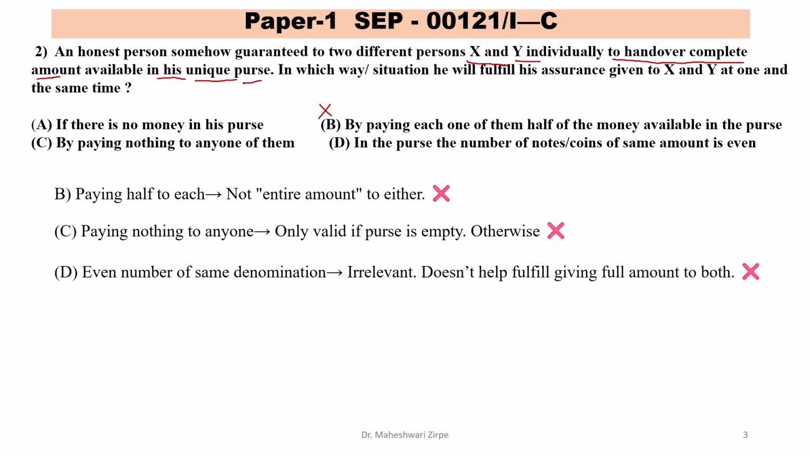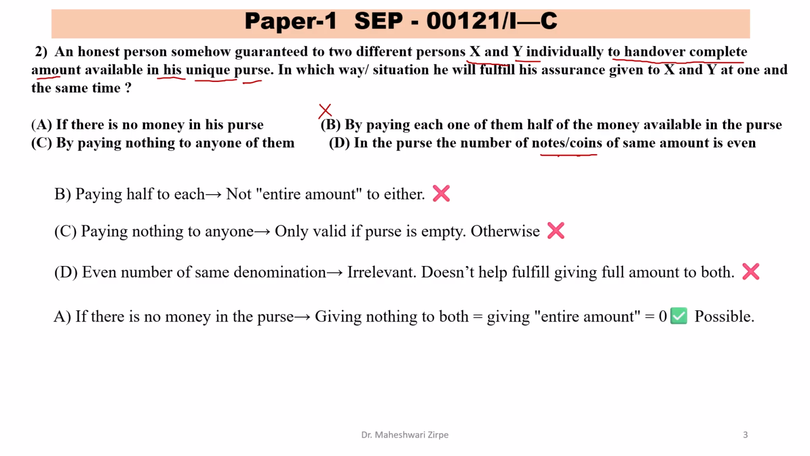Next is even number of same coins or notes. So if it is an even number of coins or notes, it is irrelevant, it does not help in fulfilling the full amount to both. Even if he has an even number of notes or coins, he has to give the full amount to a person, but two different persons he has to give. So again this option is ruled out, because it doesn't matter if it is odd or even, but he has to give the full amount to a person.